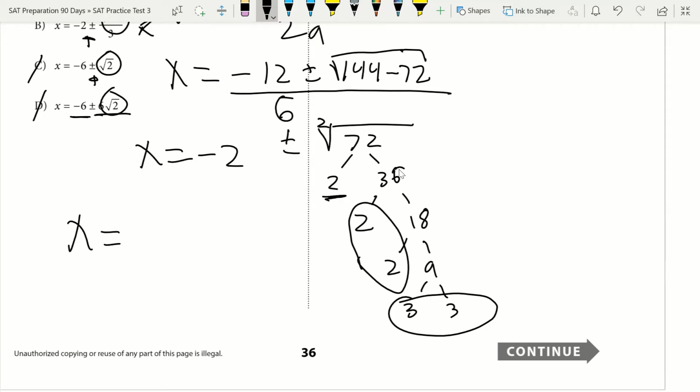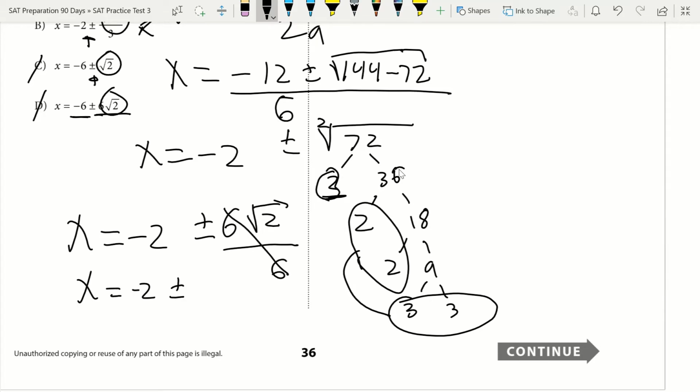So what you're going to end with is x equals negative 2 plus or minus 2 times 3 from right here, which is 6. And then we have 1 root 2 remaining right here. So 6 root 2. Keep in mind that this is all over that 6. That 6 cancels, and we see we're left with x equals negative 2 plus or minus root 2. So our answer has to be A.